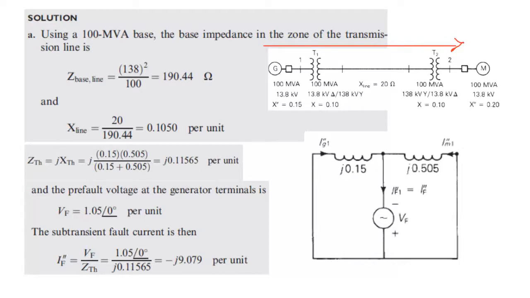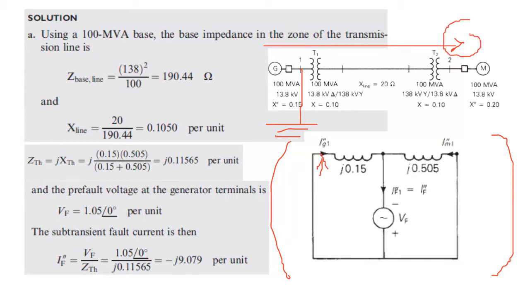It depends on where the fault is. The fault happens at bus number 1, so this bus number 1 here comes to ground, and we make it as this circuit. Therefore, the current will flow, as you can see here, the arrow, from the generator to the motor, to the load, or to bus number 1.